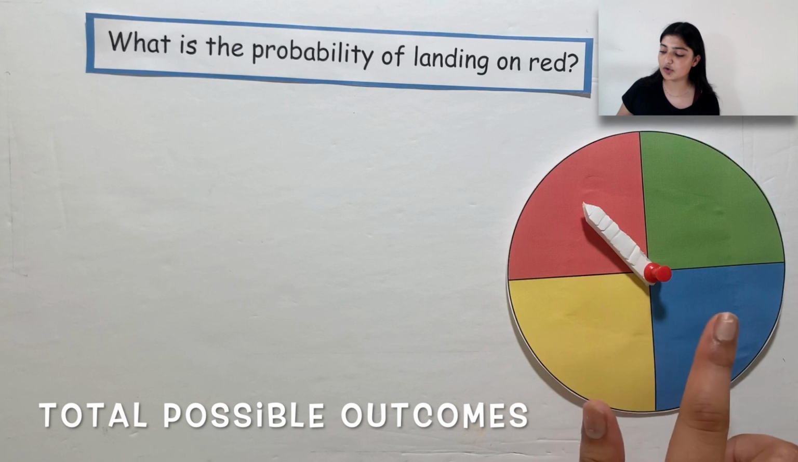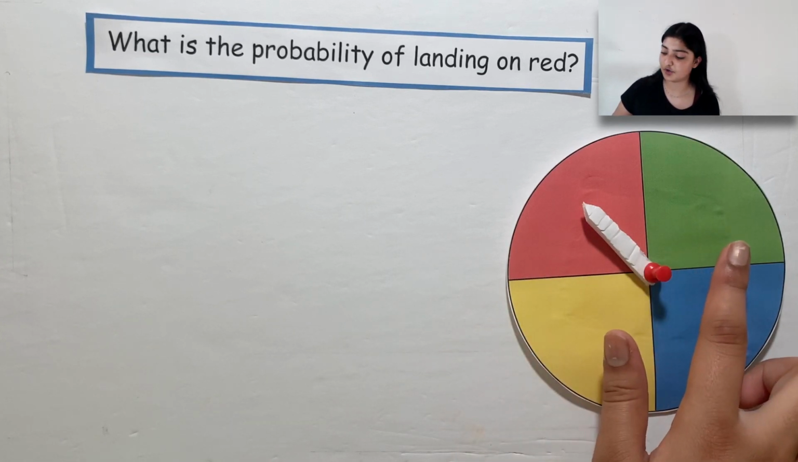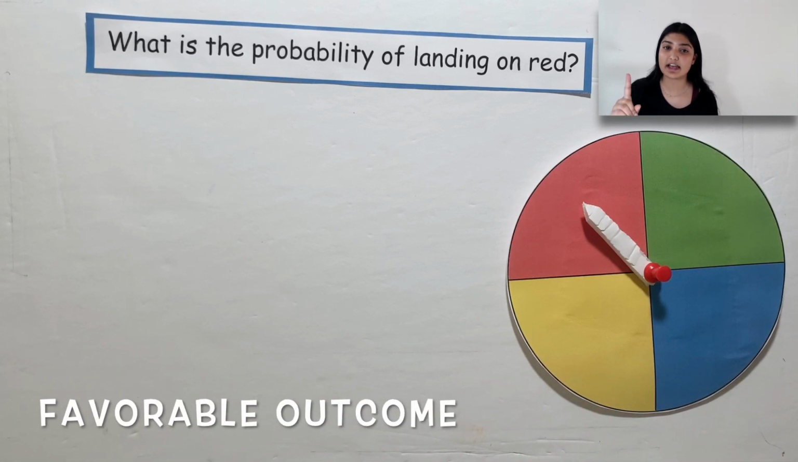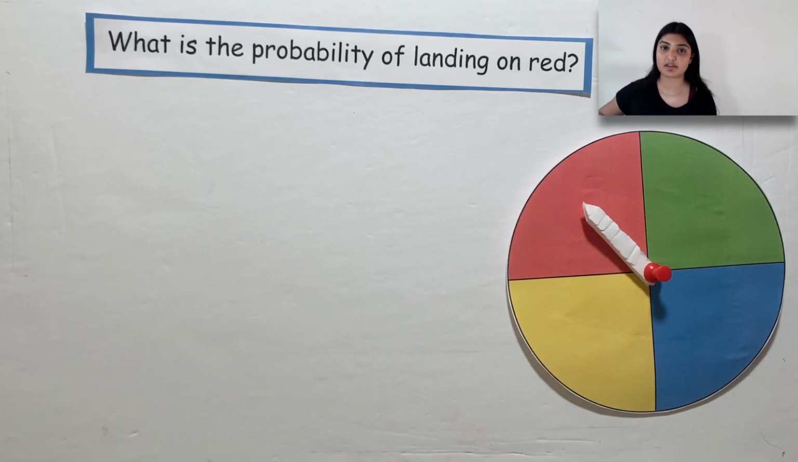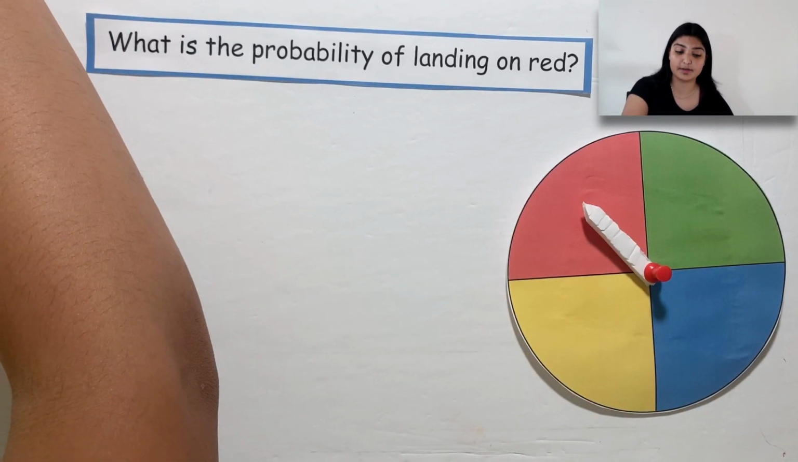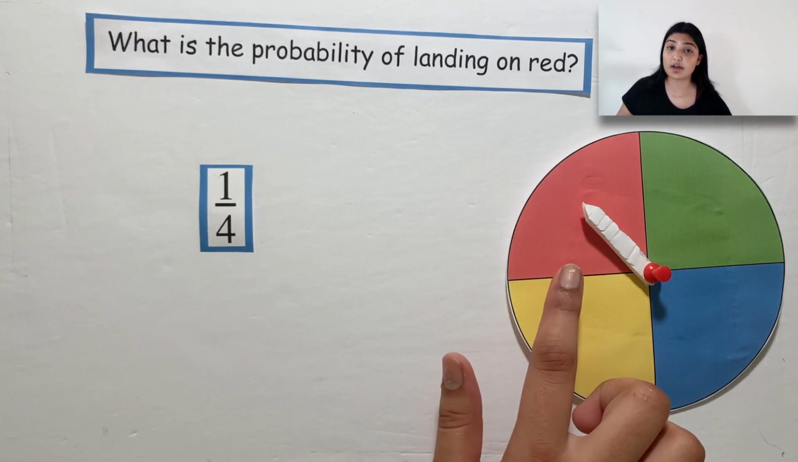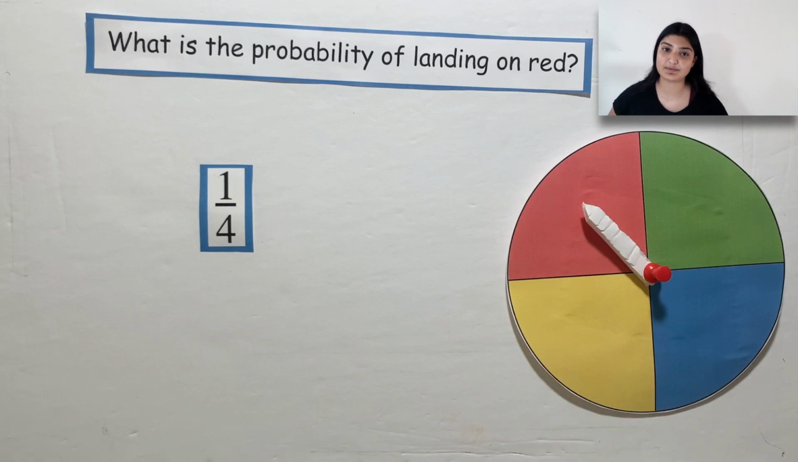There's 4 total colors that the spinner could land on: red, green, yellow, or blue. But there's only one section or favorable outcome that we want, which is to land on the red section. So we know that the chance of the spinner landing on red, or the probability, is 1/4, as there's one red section and a total of 4 sections that it could land on.